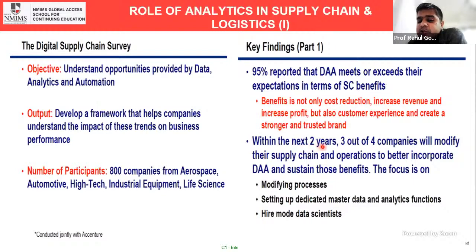They also said that within the next 2 years, 3 out of 4 companies will modify their supply chain and operations to better incorporate data analytics and automation, and sustain those benefits, right? So they are willing to modify their current process. They are willing to invest in talent. They're ready to invest money, in HR, to set up a dedicated master data and analytics function, a dedicated team. And they are willing to hire data scientists to run use cases and build that capability in-house, a native capability, right?